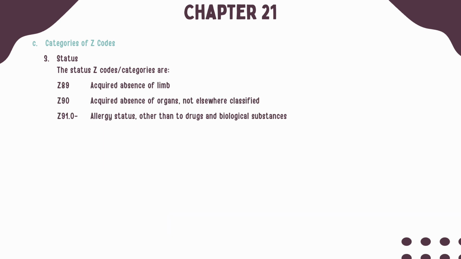Category Z89 will represent an acquired absence of a limb, such as your fingers, toes, hands, legs, or feet. This category will have a sixth character requirement to indicate laterality. Category Z90 represents acquired absence of organs such as breasts, nipples, pancreas, kidney, and spleen. Subcategory Z91.0 will represent allergies to things other than drugs and biologicals such as foods, insects, and latex.